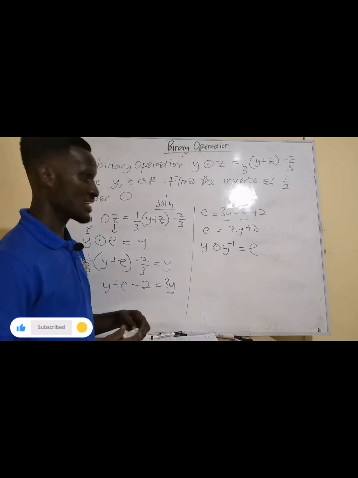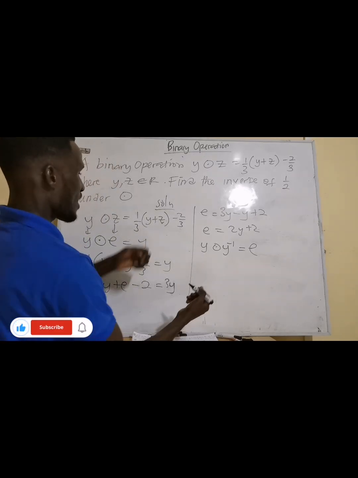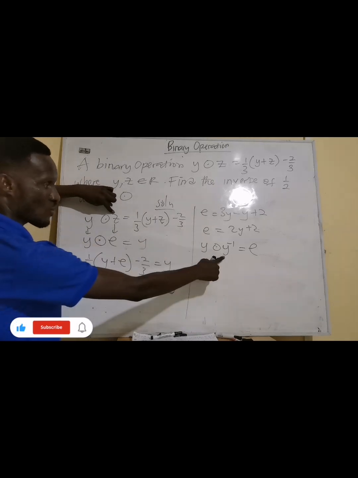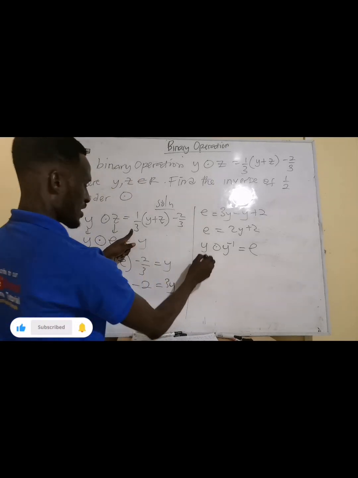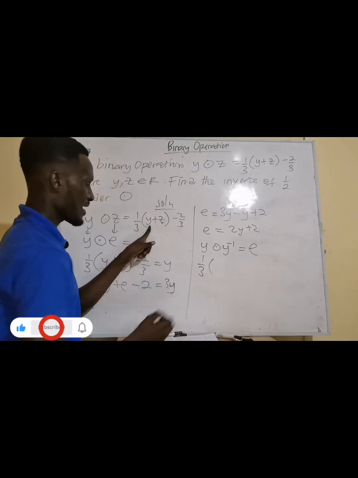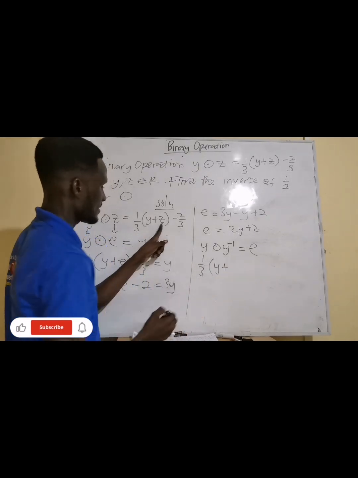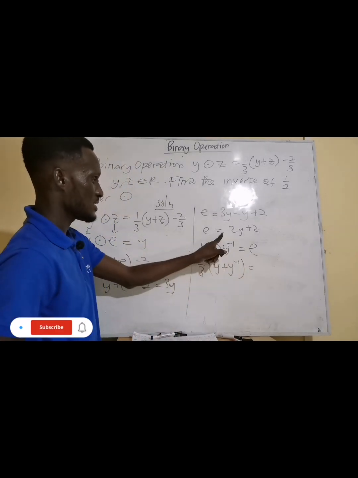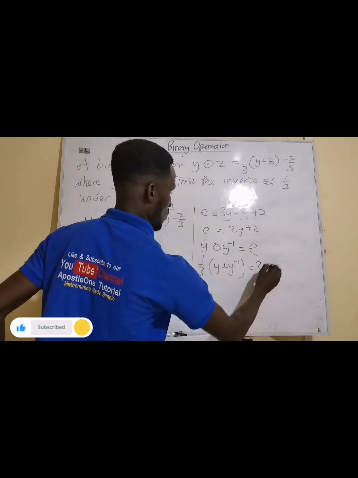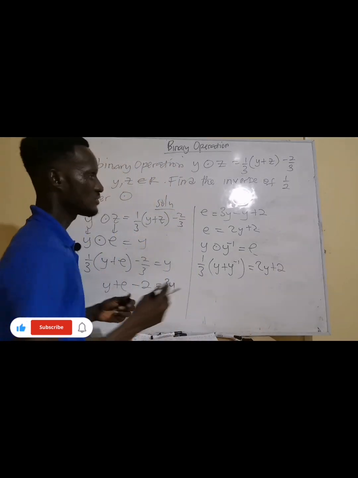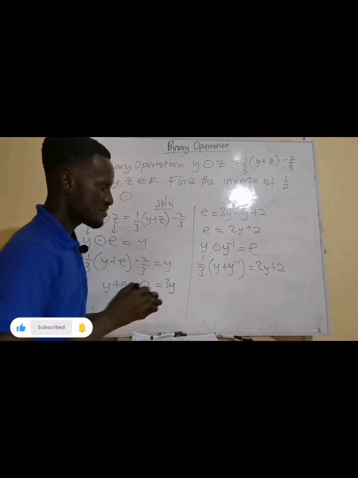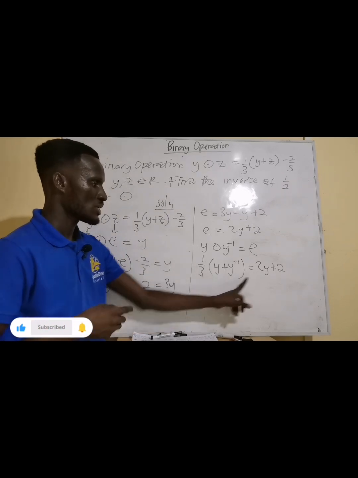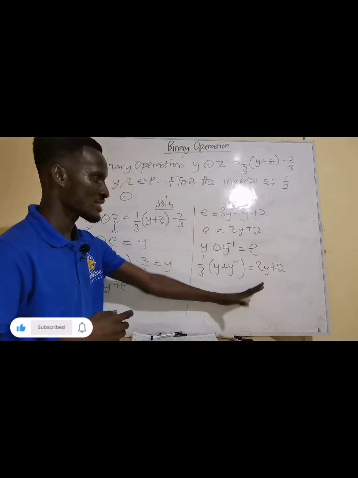Yes, if you don't have any question, just ask me in the comment section. Now, so let's move on. The y is y. The z is now y inverse. Let's substitute. So we have 1 over 3, y is y, the z is now y inverse, equal to the e. What is e? e is 2y plus 2. Now, in case I use a different letter for this one, let's say m, you have to replace this one with m. It is as simple as that.